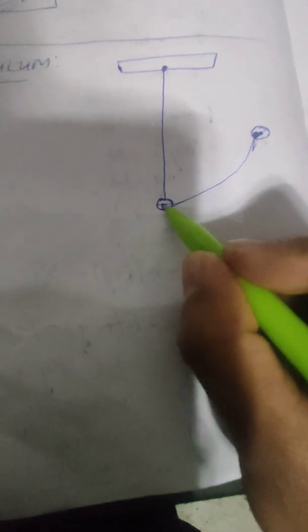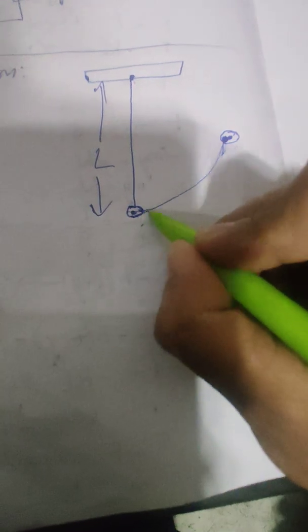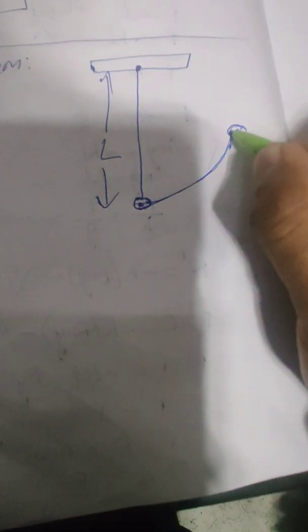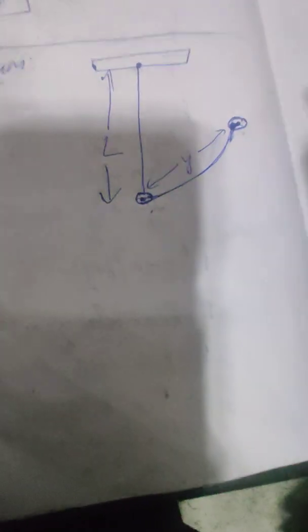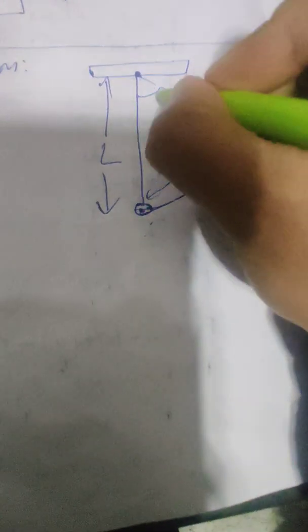Okay, now consider a pendulum moving. Consider a pendulum having a very thin thread whose length is L, and let it reach its maximum displacement. Let the maximum displacement be Y. And at that point, let the angle made by it be theta.